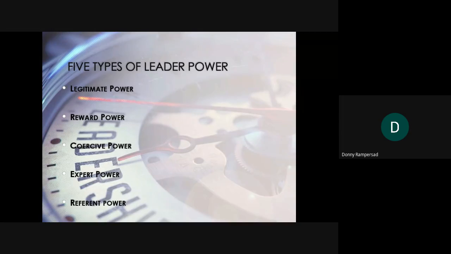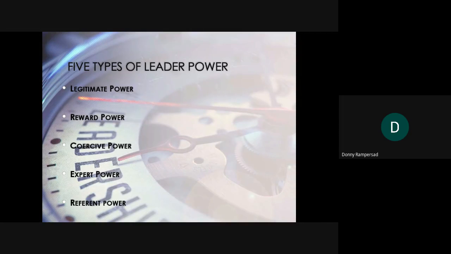Coercive power. This is the authority to punish or recommend punishment. Again, within the police service, we have what we call the one-man tribunal. This is where a superintendent or a senior superintendent would be in charge of a tribunal where an officer has been charged for some offense. Now, this senior superintendent has the authority to punish or recommend punishment.